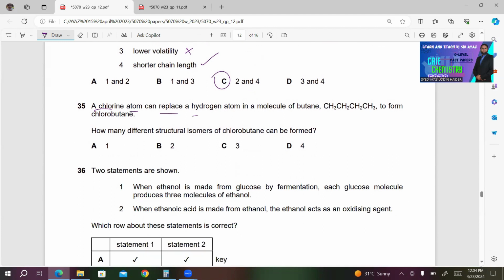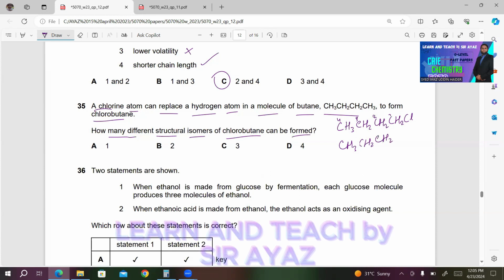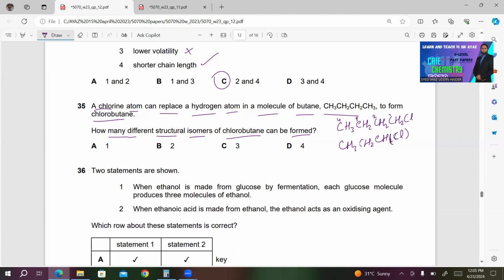35. A chlorine atom can replace a hydrogen atom in a molecule of butane, CH3, CH2, CH2, CH3, to form chlorobutane. How many different structural isomers of chlorobutane can be formed? I am drawing the isomers for chlorobutane. You can place chlorine at any one of these positions. Like if I place it at carbon number 1, you'll get CH3, CH2, CH2, CH2, Cl. This is one possibility. If I change the position of this chlorine to carbon number 2, 1, 2, 3, 4, we'll have CH3, CH2, CHCl, CH3. So this is possibility number 2.